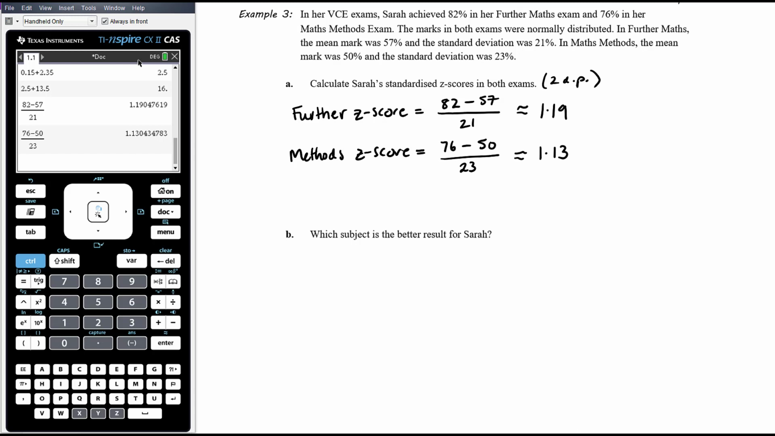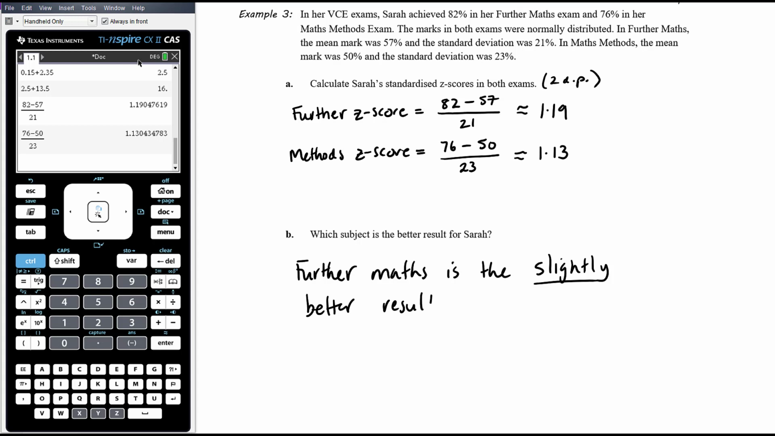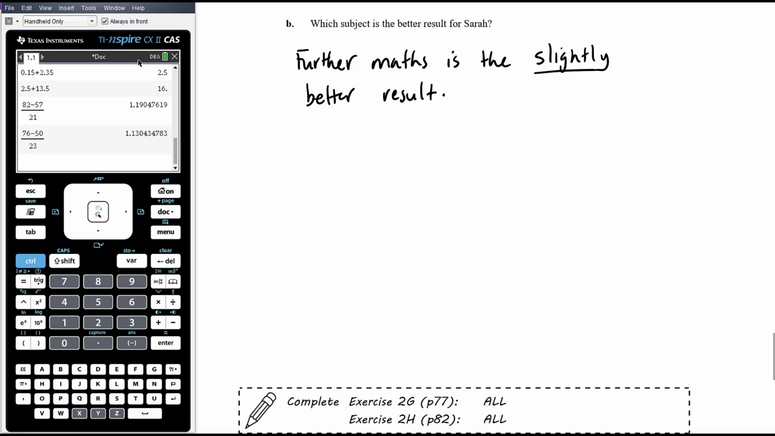Alright, so which subject is the better result? Further Maths is the slightly better result, really only very slightly in this case. So relative to the other students in Further Maths, she performed slightly better than she did in Maths Methods compared to the other Maths Methods students.